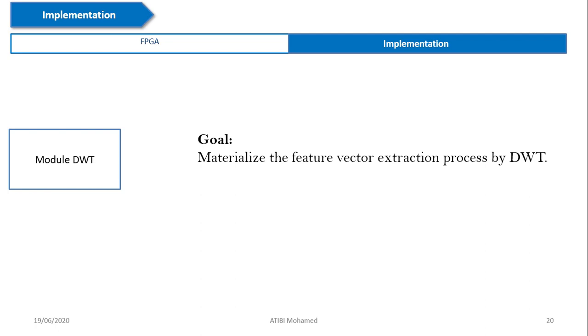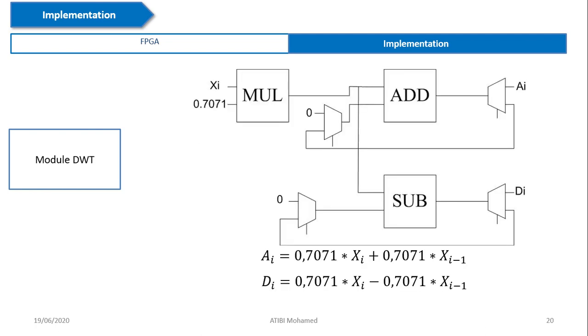The second block is the DWT model that has the goal to materialize the feature vector extraction processed by DWT. That means the hardware description of the approximation extraction equation and the extraction equation of the details of each level, using the megafunction block of Altera. This addition and multiplication block manipulates real 32-bit floating point data.